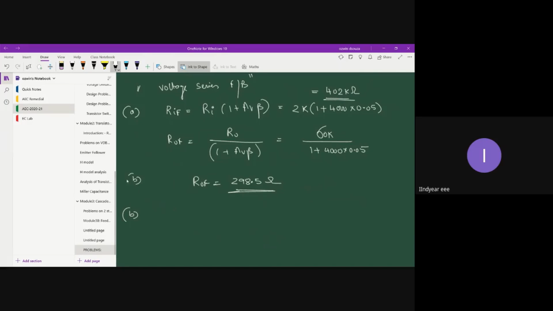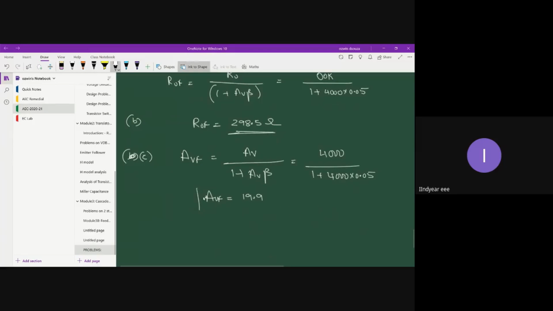This is B. Now let us find out C. Voltage gain with feedback is gain without feedback divided by 1 plus gain without feedback into feedback factor. That is 4000 divided by 1 plus 4000 into 0.05. So you would get AVF equal to 19.9. You can observe that the closed loop gain has drastically reduced from a no load value of 4000 units to just about 20 units. So that's your third problem.